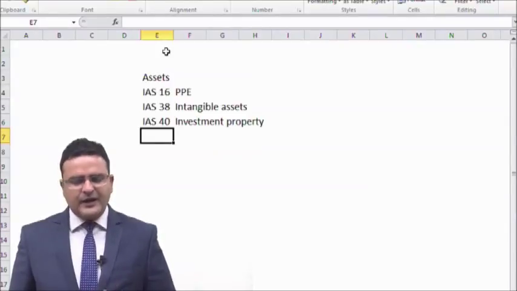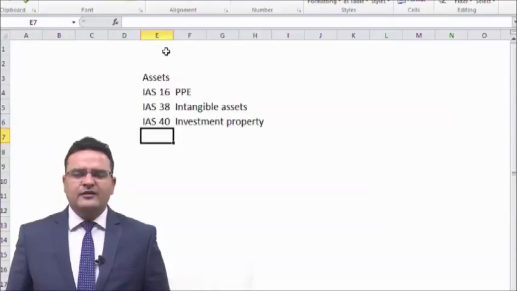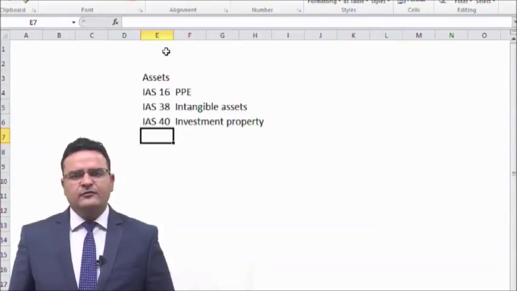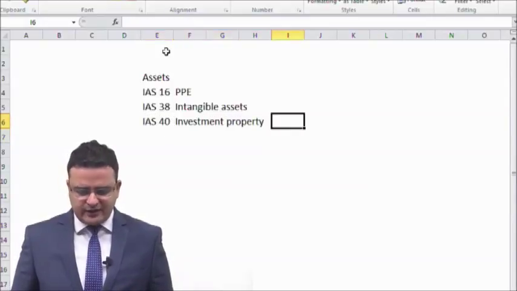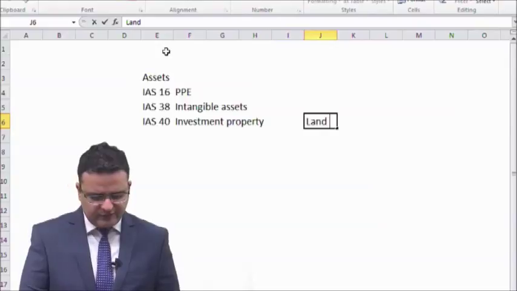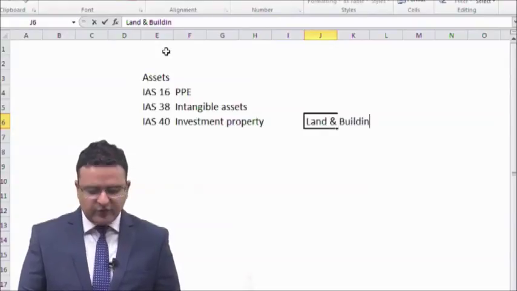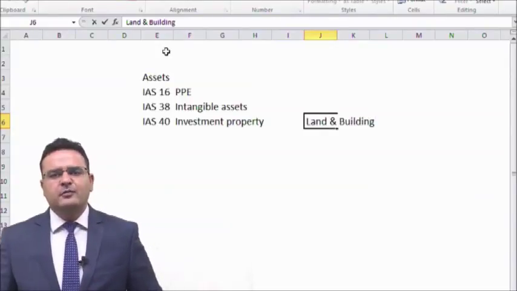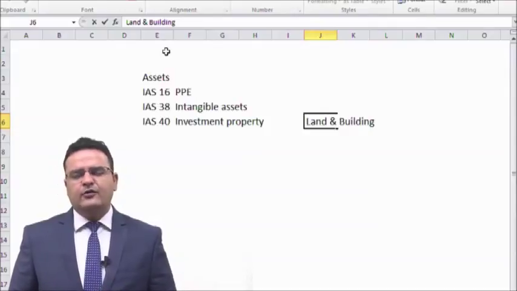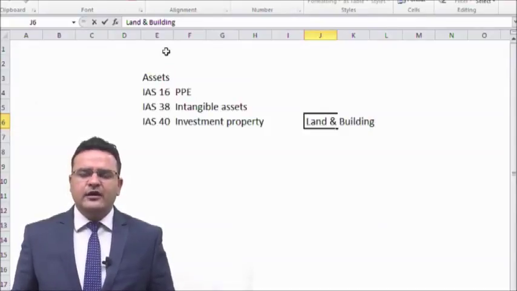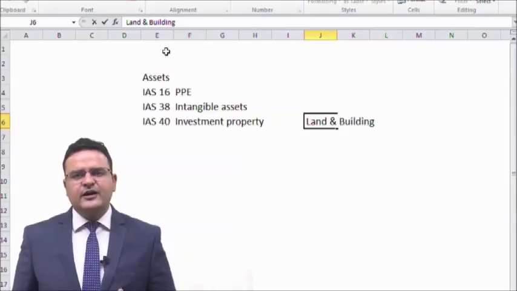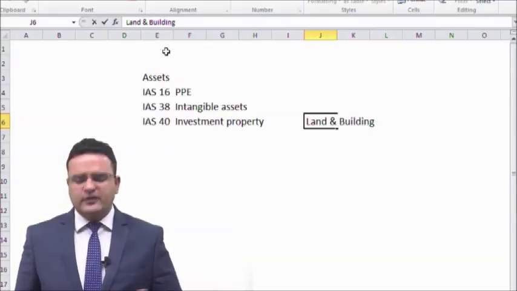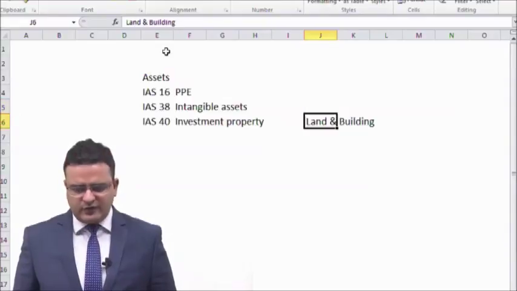Now if they plan to invest money for capital appreciation or for renting it out to others, if they invest money in land and building, there is a standard especially for that: investment property. If you are investing money in land and building which you are not going to consume in the business but you plan to earn from rentals or capital appreciation, you need to classify it as IAS 40 investment property. You cannot continue to show it as part of your fixed assets.